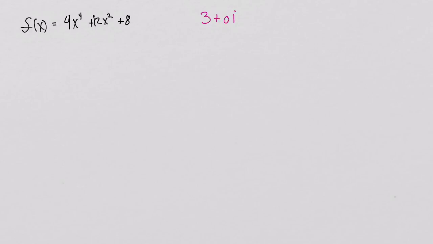All right, so let's just dive in and actually solve this and find all of my zeros. First thing I see with the 4x to the fourth plus 12x squared plus 8 is the greatest common factor is 4, and I'm going to factor that out. So I'm going to say 4 times x to the fourth plus 3x squared plus 2.